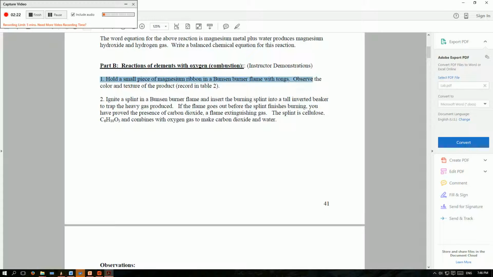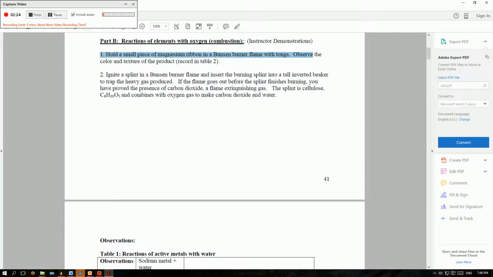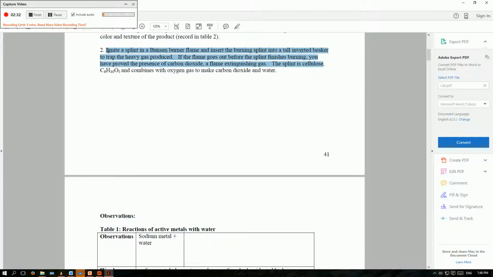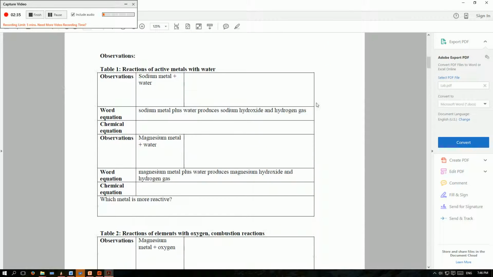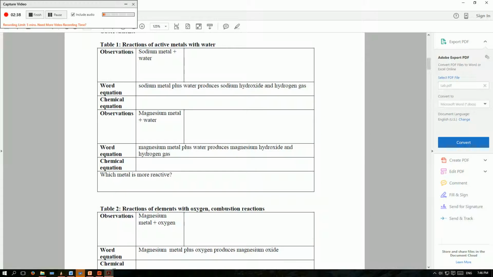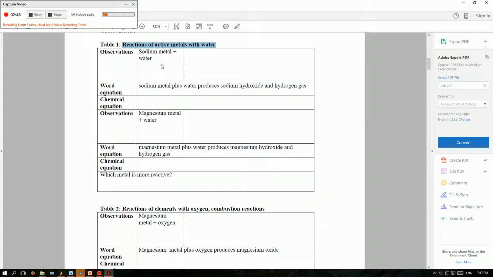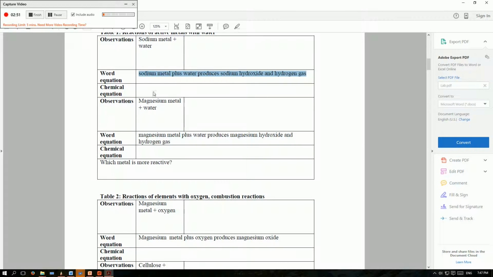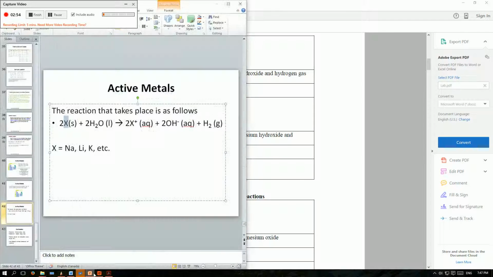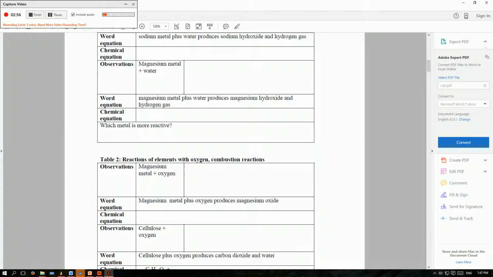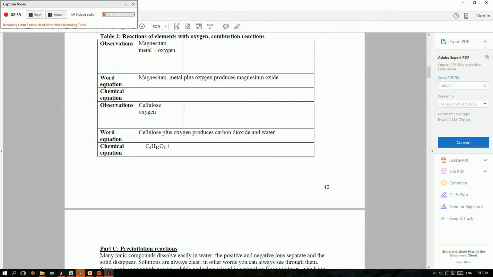We did this part. And don't worry about this part, actually. So here, reactions of active metals with water. So like I said, I've pretty much given you the reaction here, so you just got to copy it down. Where a word equation is just explaining it. Chemical equation is this, and so on and so forth.